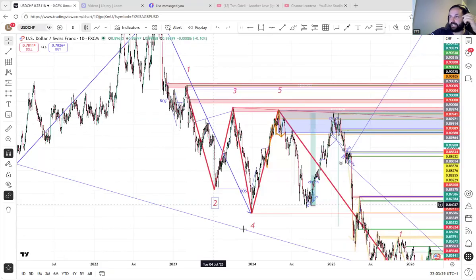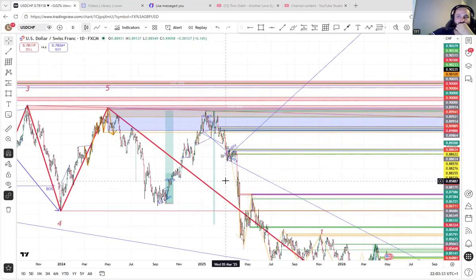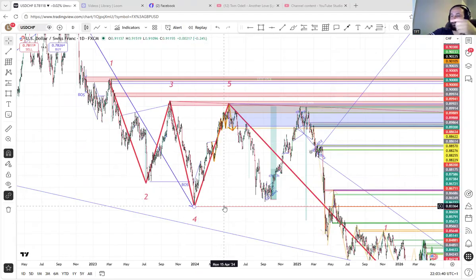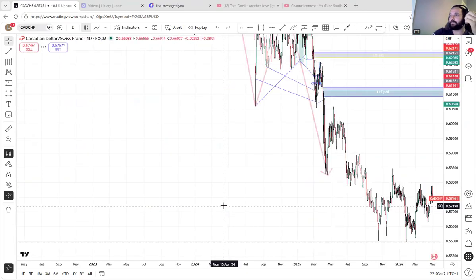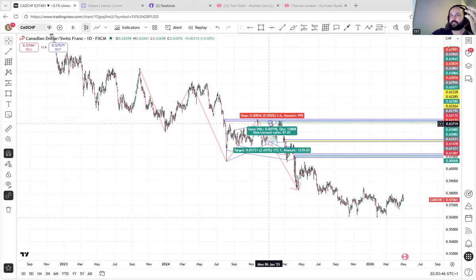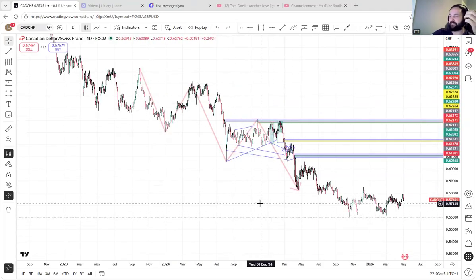And like I say, it told us with structure breaks. But structure's hard, so it just needs time and drawing. These drawings are on all of my charts. You know, like CAD CHF is the same, bearish.